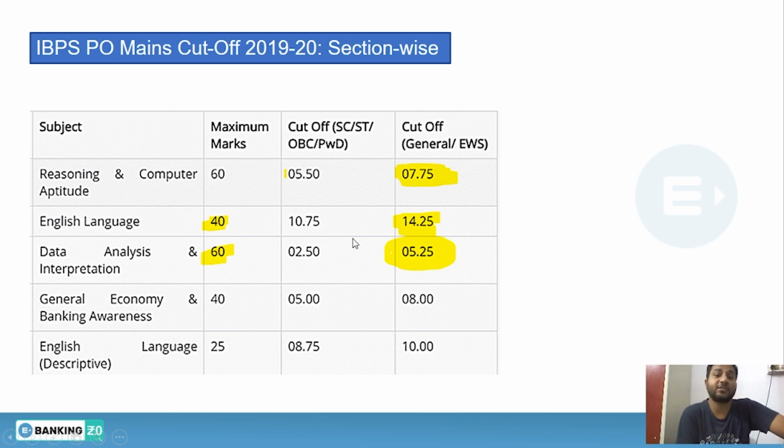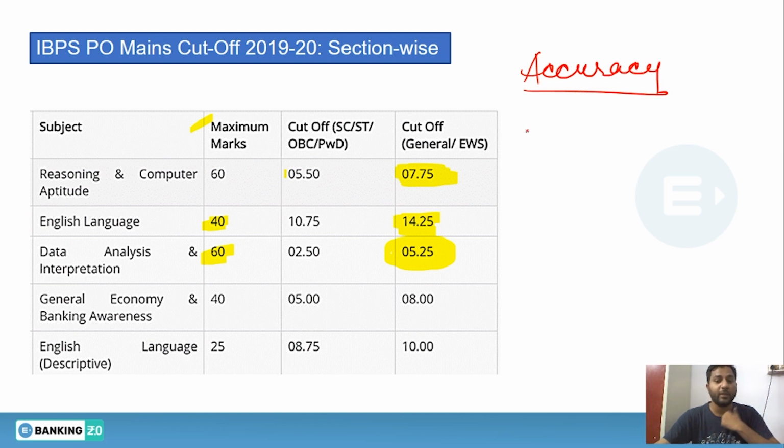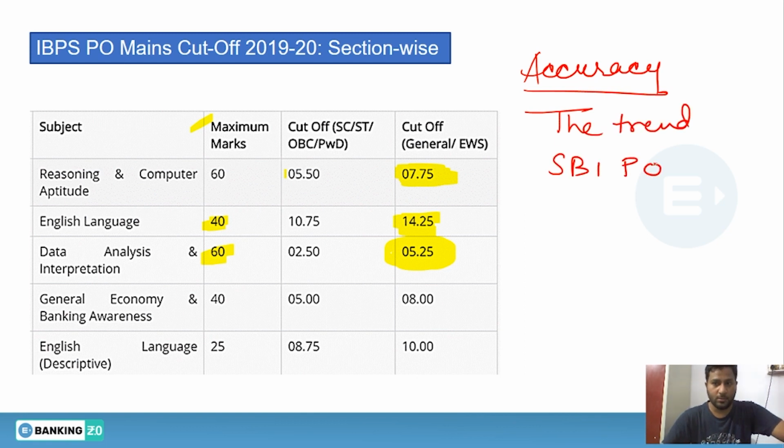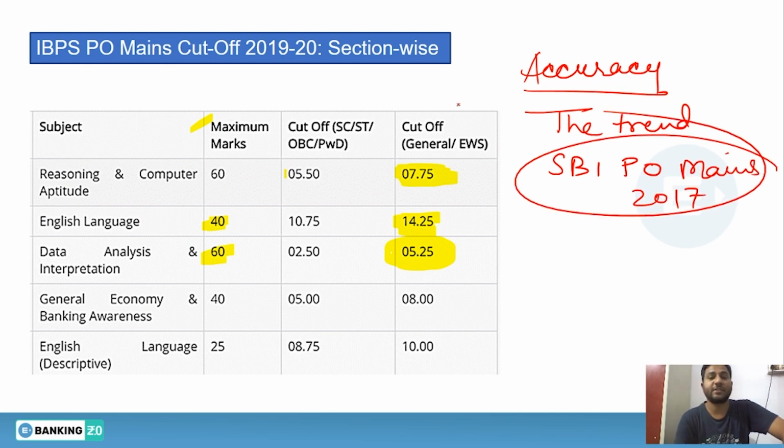In fact, he had sent me a screenshot as well. So all you have to do is maintain accuracy. The most important part in the prelims, or you can say in a banking examination, is to maintain accuracy. If you're maintaining accuracy, your marks will increase, no doubt, because the relative marking will be there. And the trend started from SBI PO mains 2017. This is the toughest exam, I think, of the banking examination.